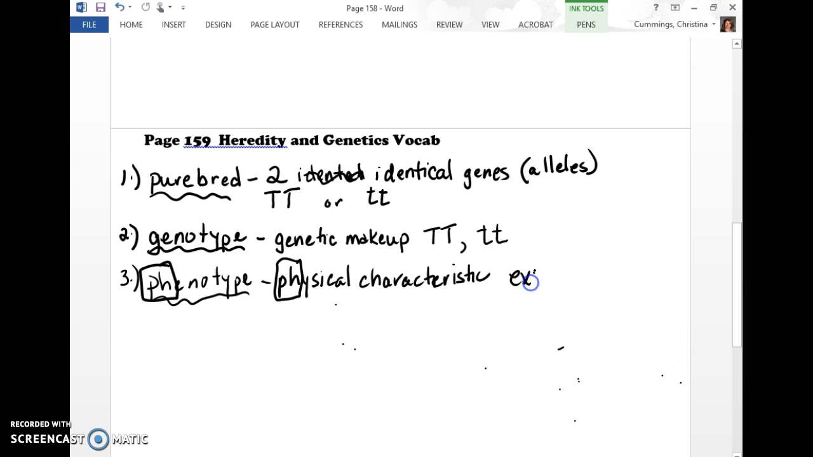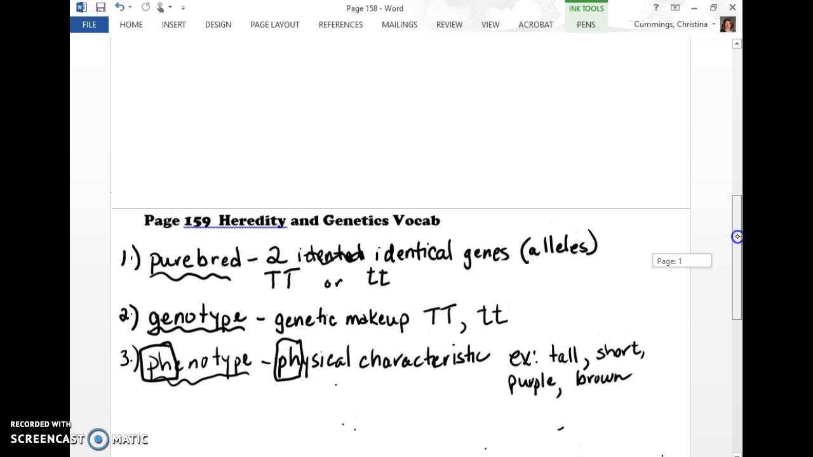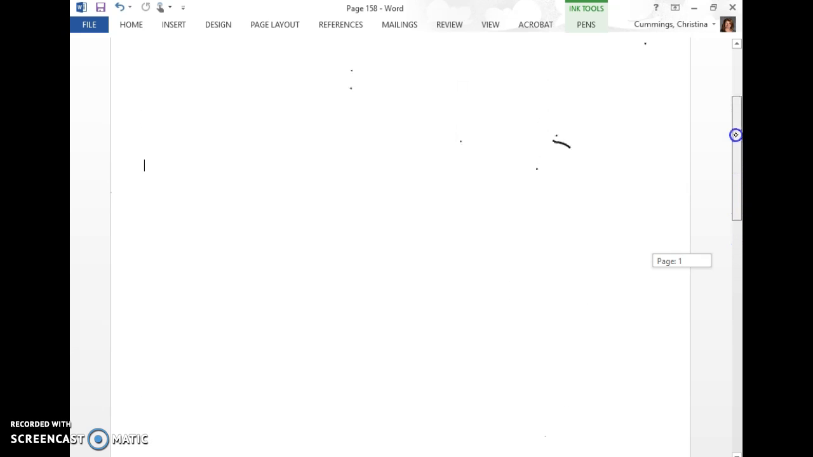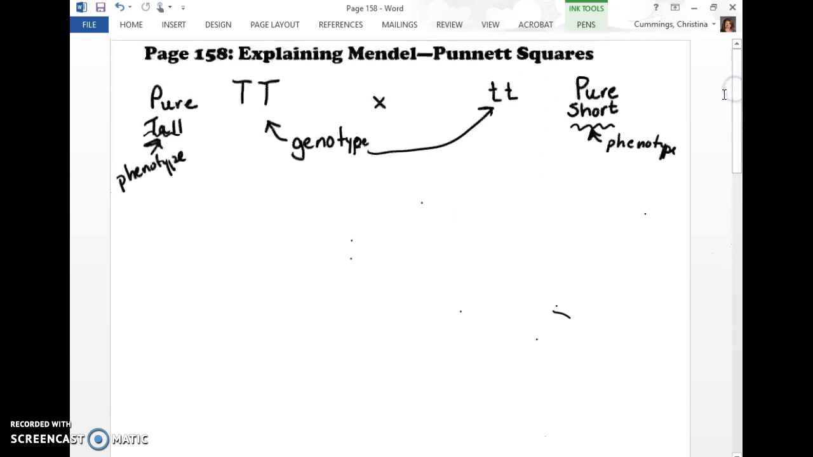And an example of a phenotype would be tall. It's what something looks like, what you can see with your eyes. Or the pea plants were short, or the flowers were purple, or your eyes are brown. Okay, so all those things are examples of phenotypes. Okay, so let's go back to page 158 because I think those are the three definitions that we've come across so far. Okay, all right, now back to what we talked about with Mendel yesterday.